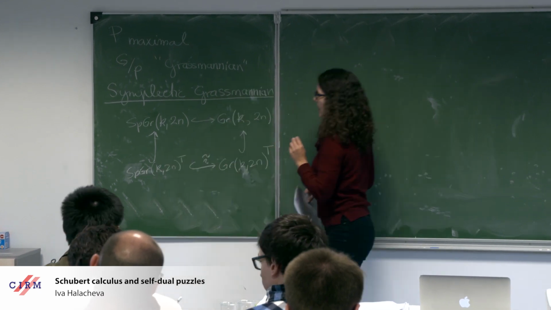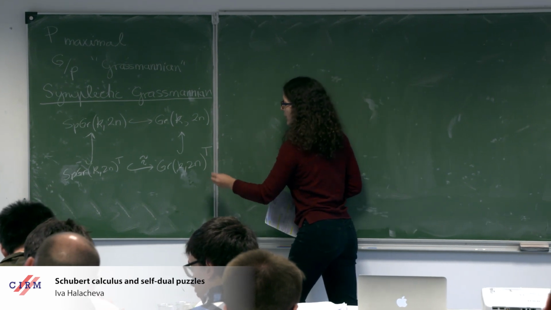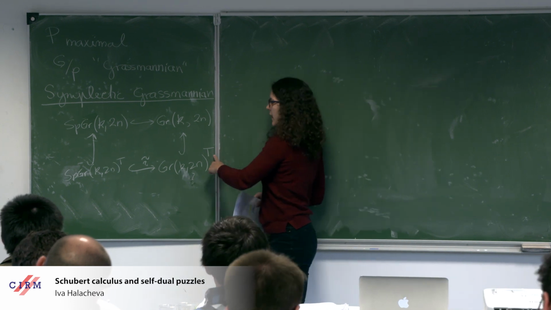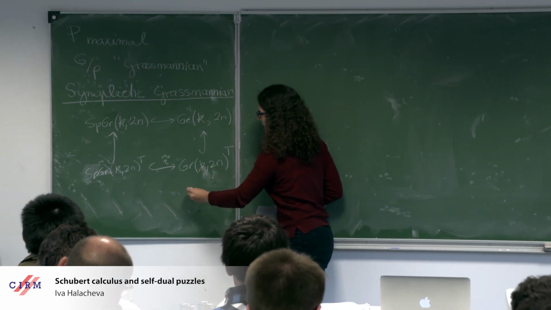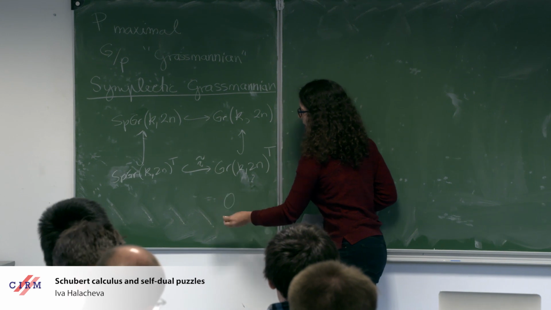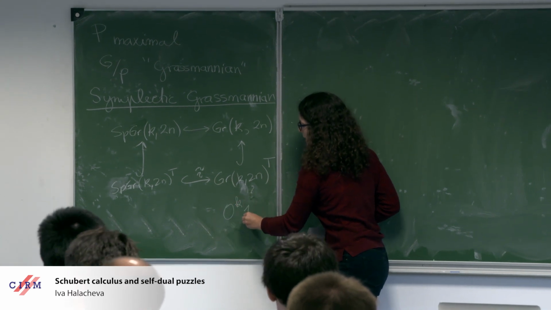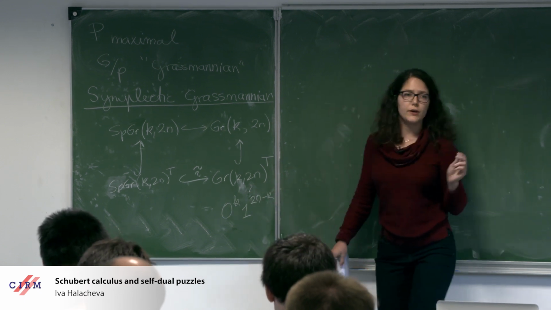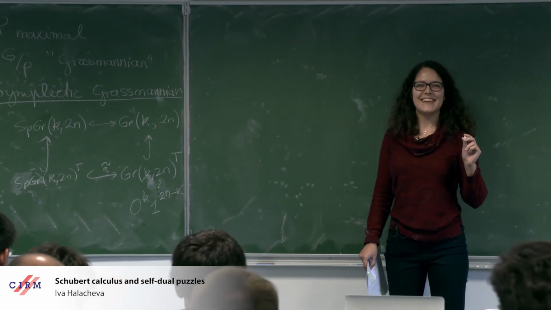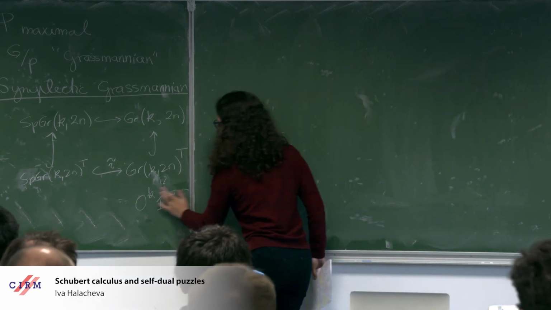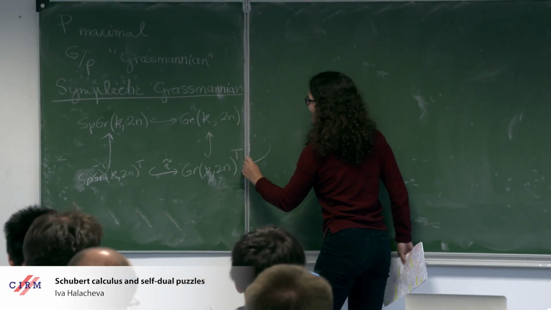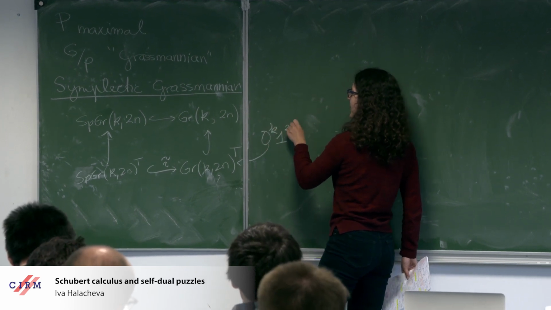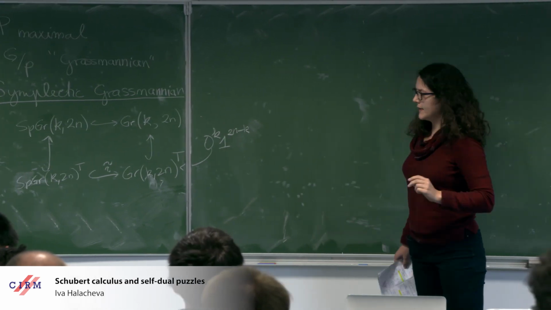And so for future purposes, let me mention that the Grassmannian fixed points here can be identified with binary strings which have k 0s and 2n minus k 1s. Is that too low? Can people at the back see? No, okay. So this side we can identify with binary strings with k 0s and 2n minus k 1s.